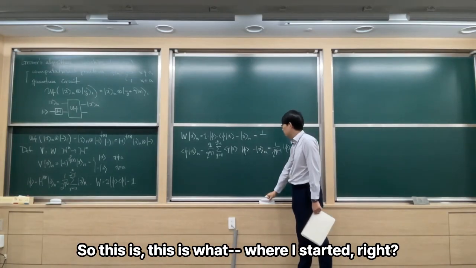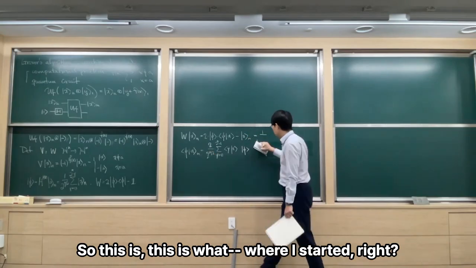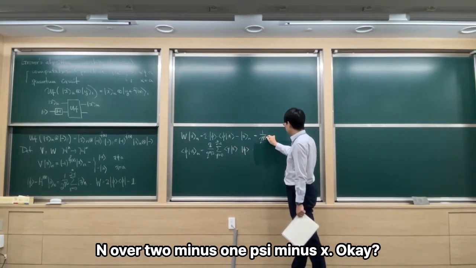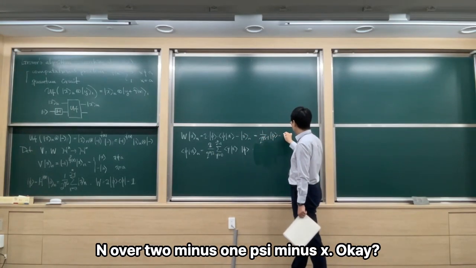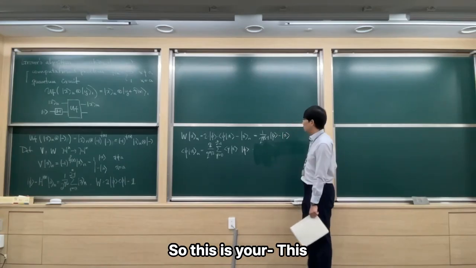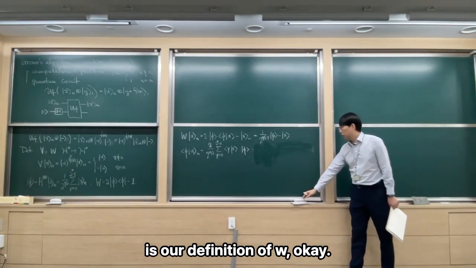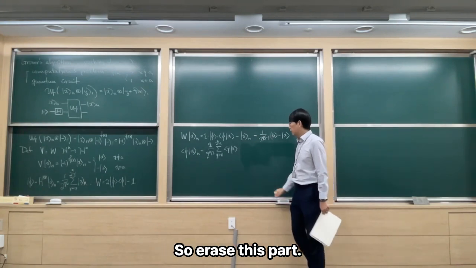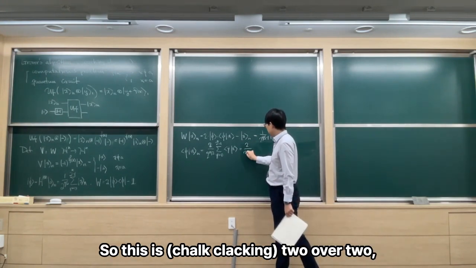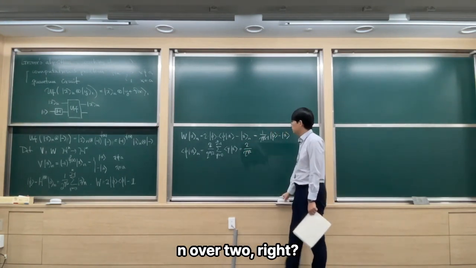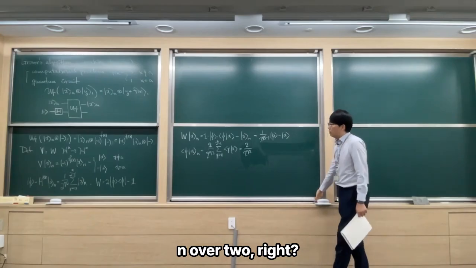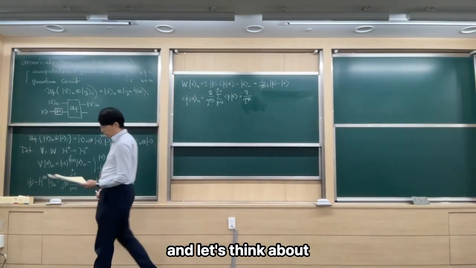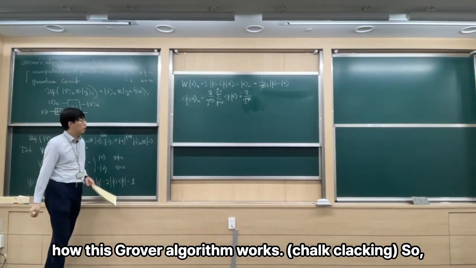Oh, sorry. So this is where I started, right? So let me just write it down here. N over 2 minus 1 psi minus x. Okay, so this is our definition of w. So erase this part. So this is 2 over 2 to the n over 2. Okay, so now we define v and w, and let's think about how the Grover algorithm works.